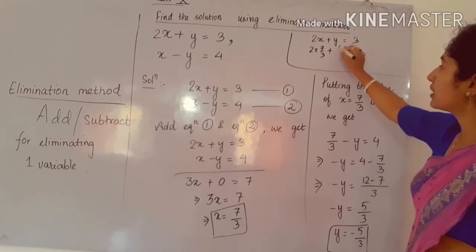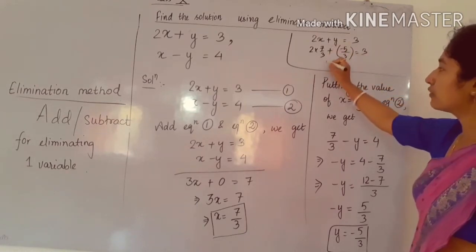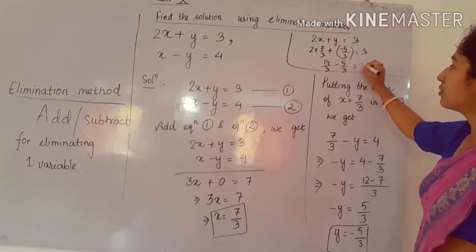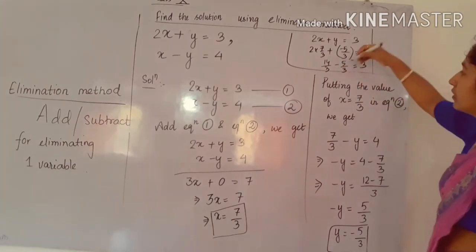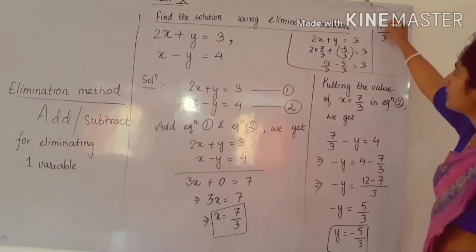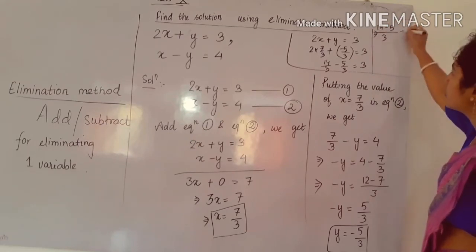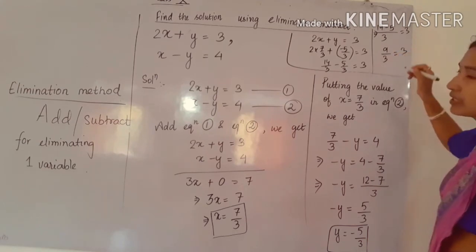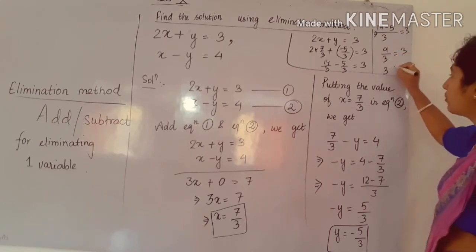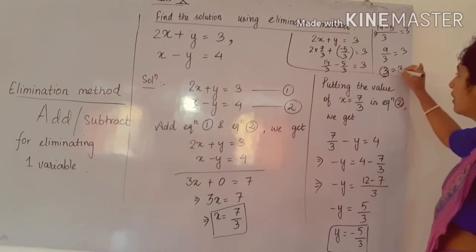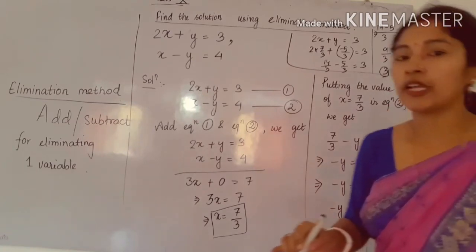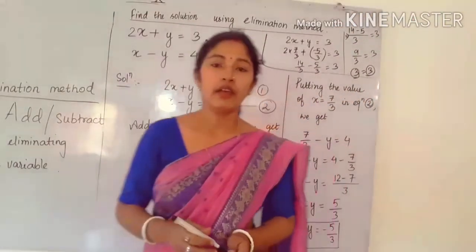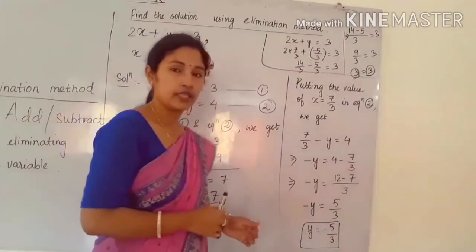So minus 5 by 3. So it will be 14 by 3, minus 5 by 3 is equal to 3. So again 14 minus 5 by 3 is equal to 3. That means it will be what? 9 by 3 is equal to 3. So 9 by 3 will get cancelled and we will get what? 3 is equal to 3. That means left hand side value and right hand side value both are same. That means the solution we are getting is correct.